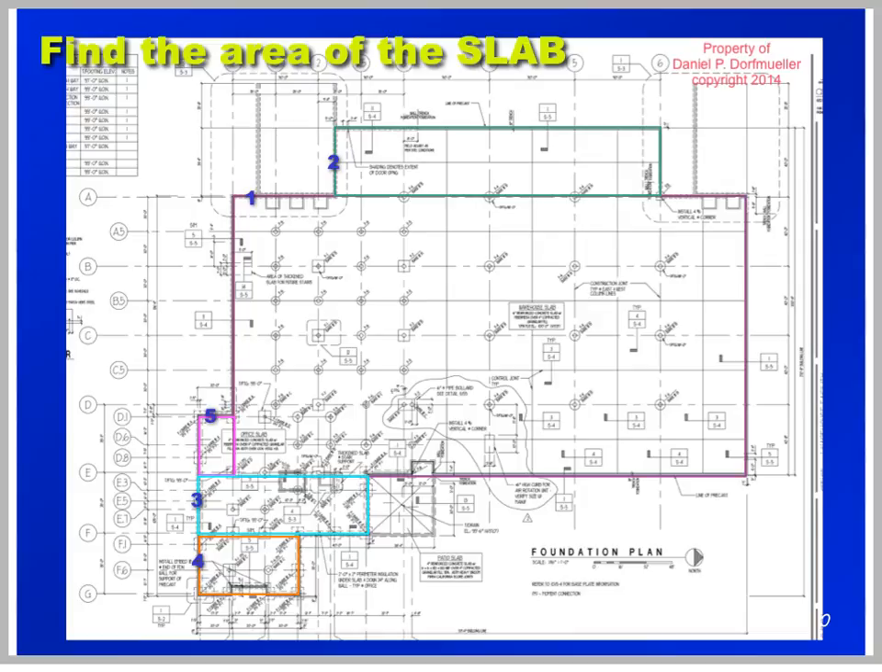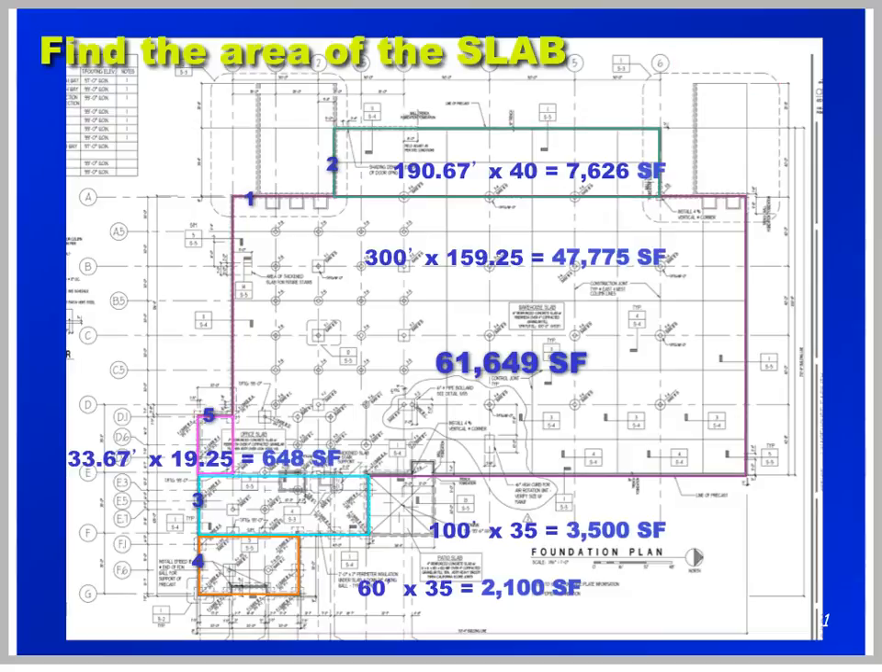And then we just simply find these dimensions along the sides and the tops, wherever they may be, adding pieces of this dimension here and pieces of this dimension over there, multiply them all out, and we would come up with a total square footage. Here we're showing the total square footage. We have 190 times 40, it gives you 7,626, and when all added together, we have 61,649 square feet of total slab area.